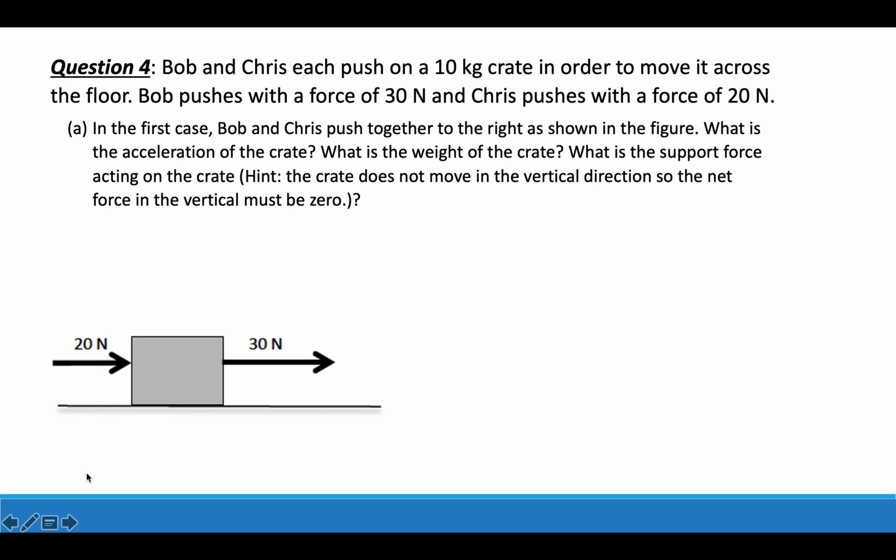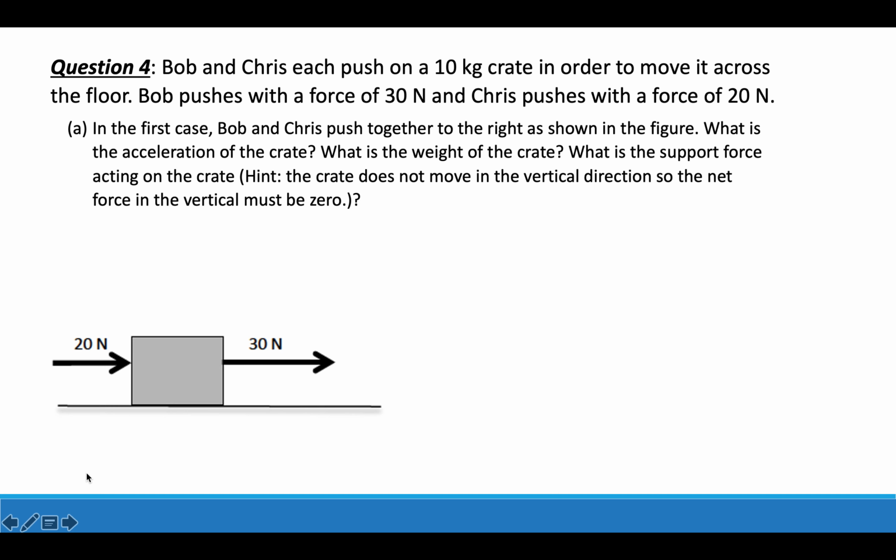In this example, we consider a system that is not in equilibrium where multiple forces are acting. So Bob and Chris each push on a 10 kilogram crate in order to move it across the floor. Bob pushes with a force of 30 newtons and Chris pushes with a force of 20 newtons.